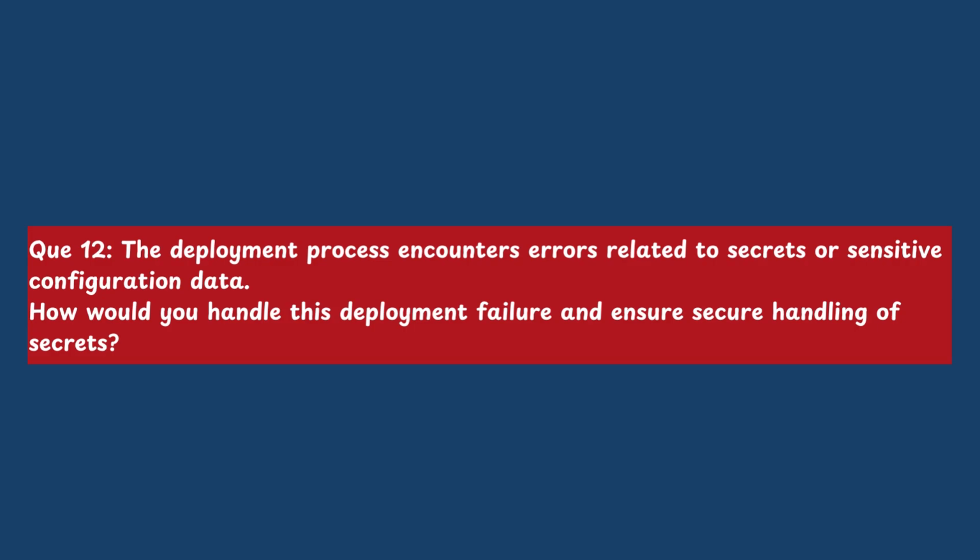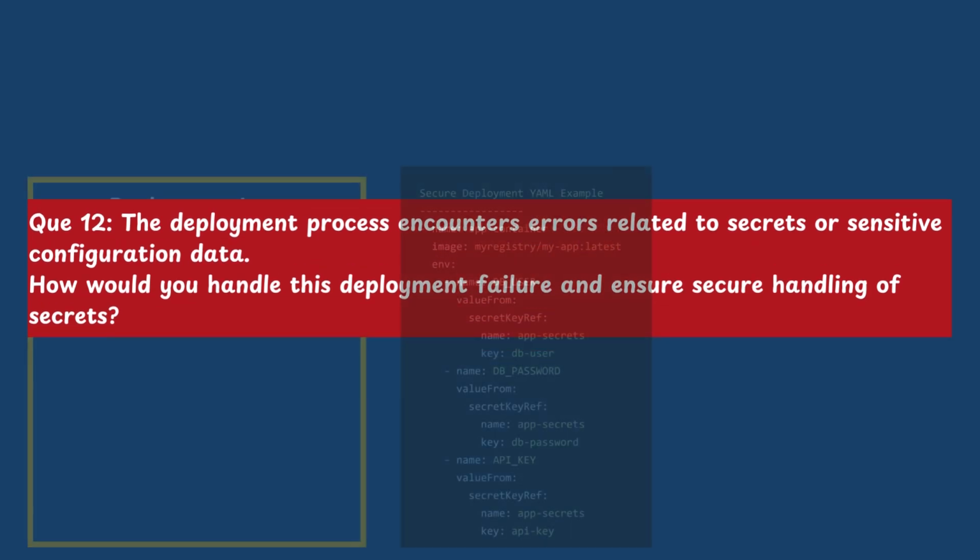Moving on with our next question. The deployment process encounters errors related to secrets or sensitive configuration data. How would you handle this deployment failure and ensure secure handling of secrets? Here's how you can answer.